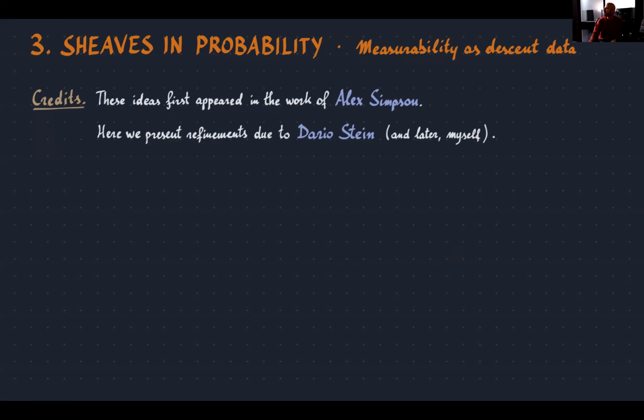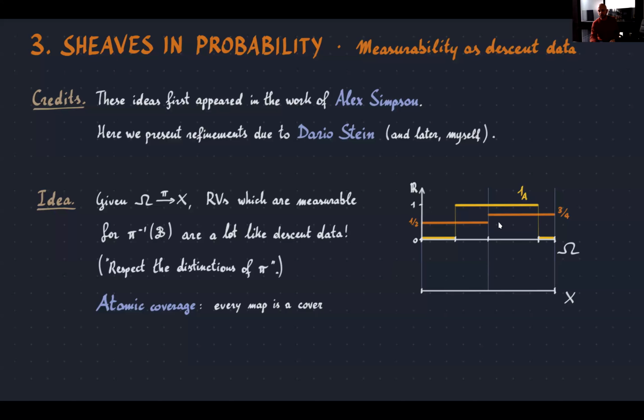Okay, what's the idea? Well, remember this diagram. We would really like to say that this orange function, which respects the partition induced by x, is something like descent data for the map from omega to x. But you see, it's not really being constant along the fibers. Actually, for all we know, this map is injective as a set-theoretic map. So it's not really an equivalence relation that we have there. And it's also not about just taking a partition into equivalence classes, because again, the sigma-algebra is actually more complicated.